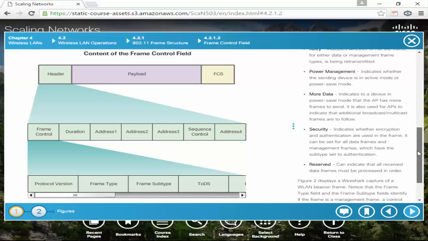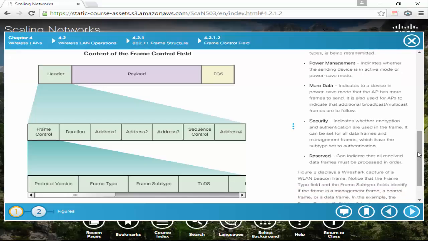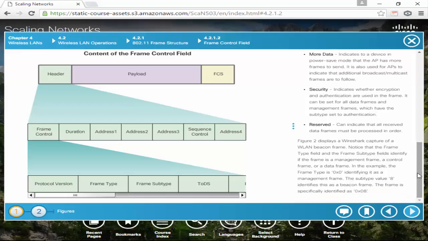Security indicates whether encryption and authentication are used in the frame. It can be set for all data frames and management frames which have the subtype set to authentication. Reserved can indicate that all received data frames must be processed in order.